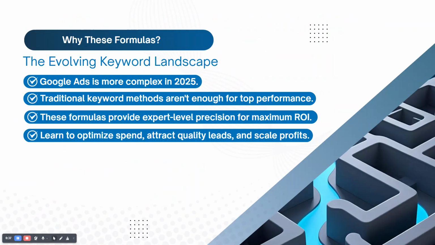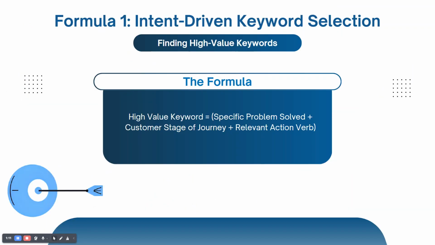So why are these formulas required in Google Ads? Because Google Ads is now more complex in 2025 and the traditional keyword methods aren't enough for top performance, and we need some strong formulas to generate better results. These formulas provide expert level precision for maximum ROI. You will learn how to optimize ad spend, how you can attract qualified leads, and scale the profit. So the first formula is finding the high intent value keywords.